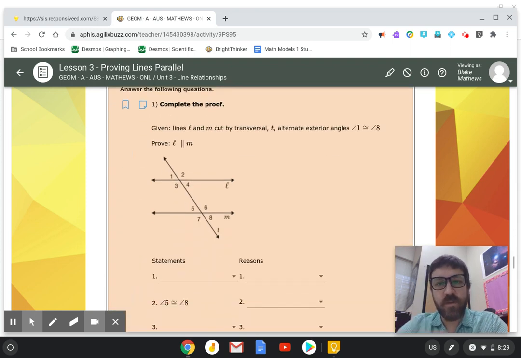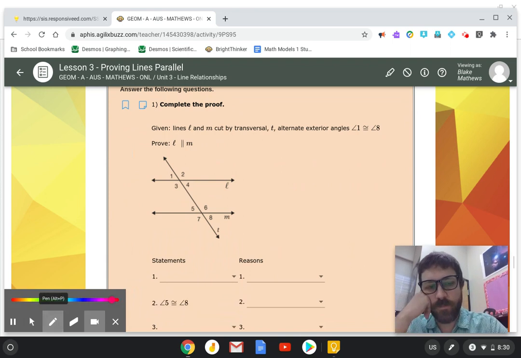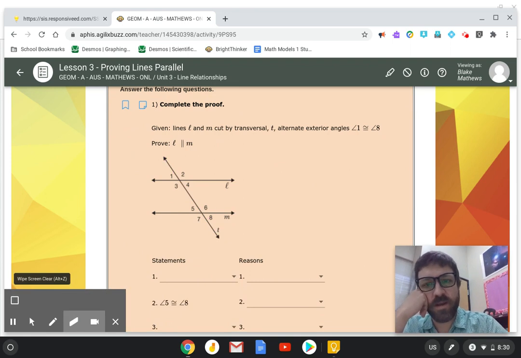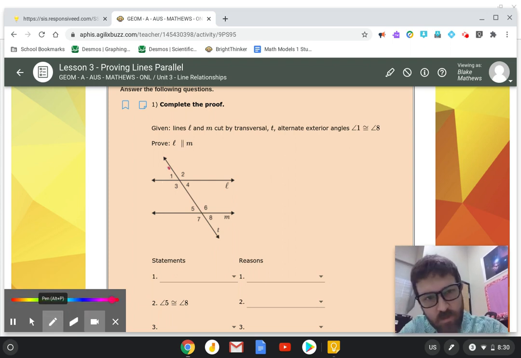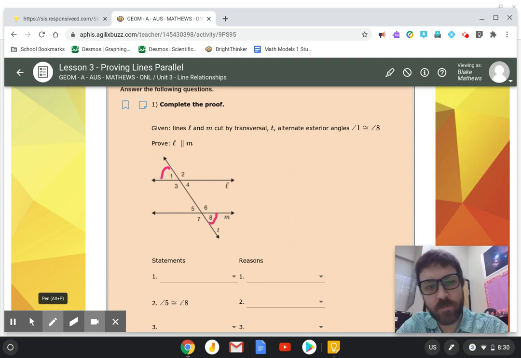All right. So this would be an example. It says lines L and M are cut by a transversal. See that in our diagram here. We have line L, we have line M, and we have them being cut by the transversal line. And it says alternate exterior angles 1 and 8 are congruent. So we'll go ahead and mark that. We're saying that angle 1 is congruent to angle 8. That's being given.